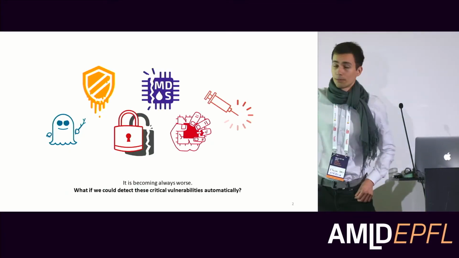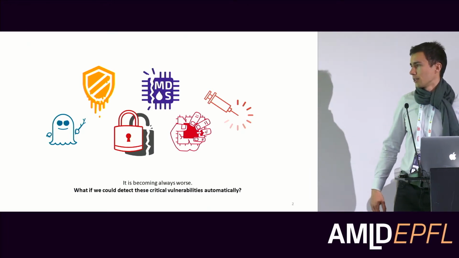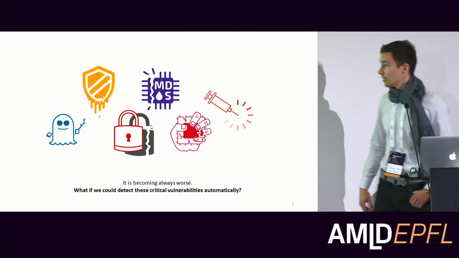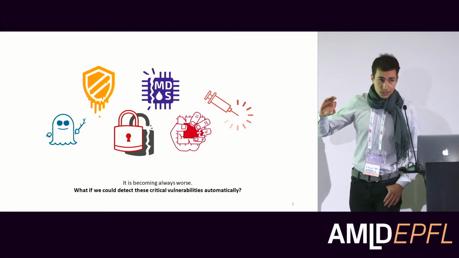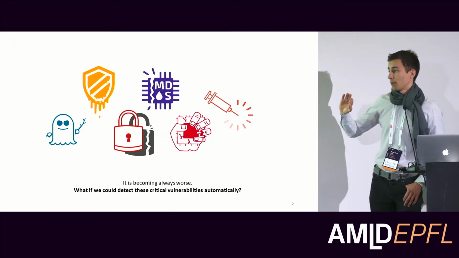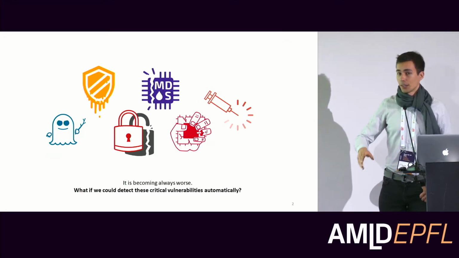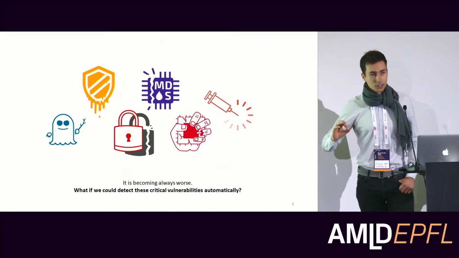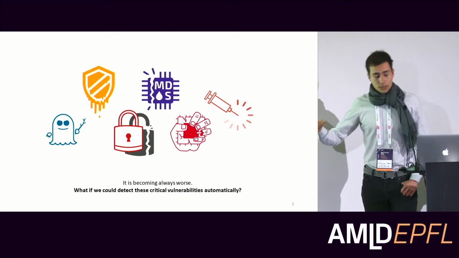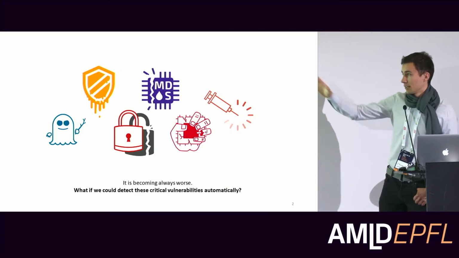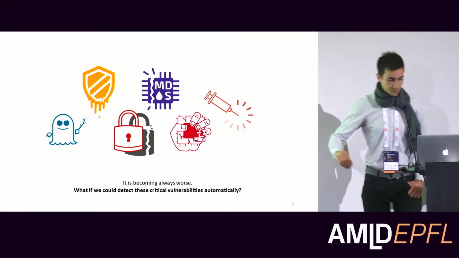Some of you are probably familiar with these logos. They represent critical security vulnerabilities that were discovered from 2018 on. These are hardware vulnerabilities, so they are very difficult to fix, but they are also very difficult to detect in the first place. And bad news: since 2018, every year there is a new flow of very critical vulnerabilities that are discovered. It's always getting worse. Is there a way we could do something? Find these vulnerabilities automatically, and also find new vulnerabilities that we don't even know about yet.